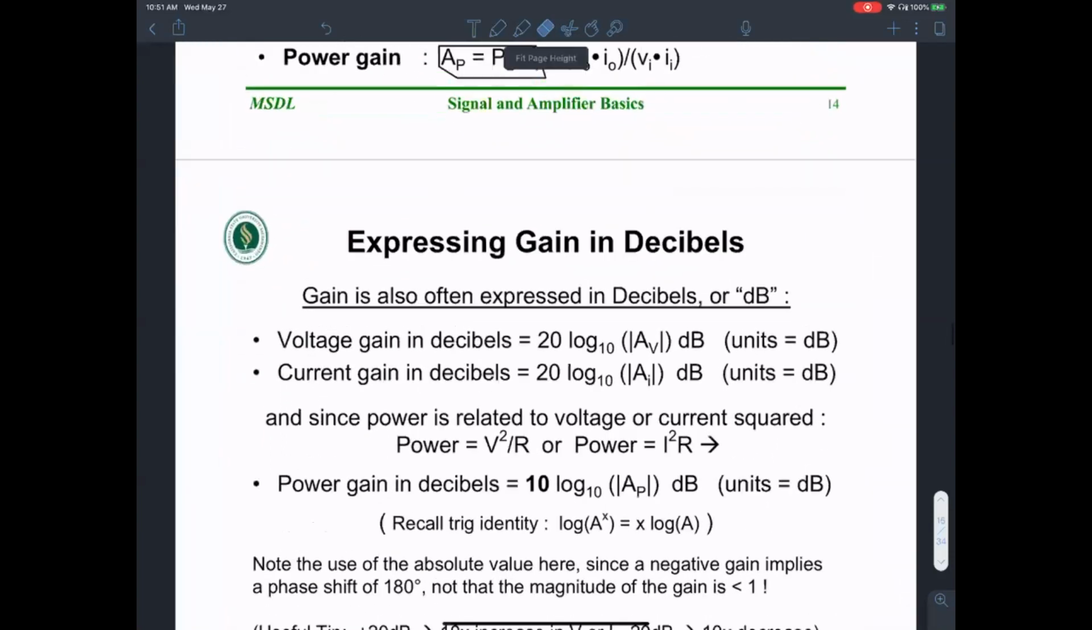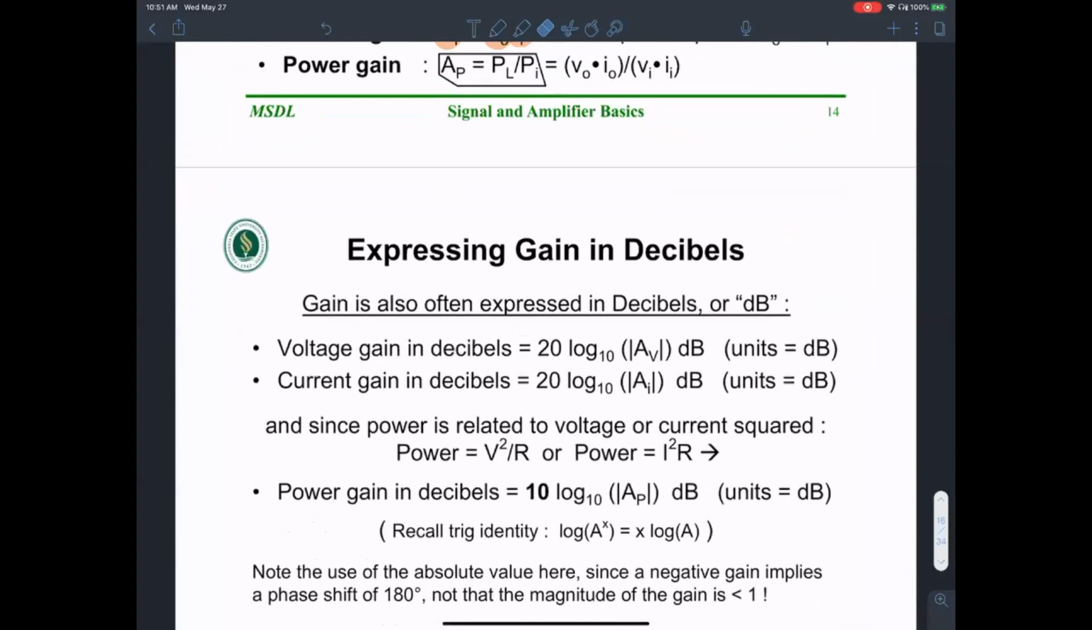Gain usually has a pretty big range when you're dealing with tens of thousands or hundreds of thousands. It's convenient to express it in terms of decibels, or dB. To express the voltage gain A_V in dB, all you have to do is take the magnitude of that, evaluate the log base 10 of it, and multiply by 20. Then you have the gain in dB. The same for current gain: take the magnitude of the current gain, apply log base 10, and multiply by 20. Then you have the current gain in decibels.